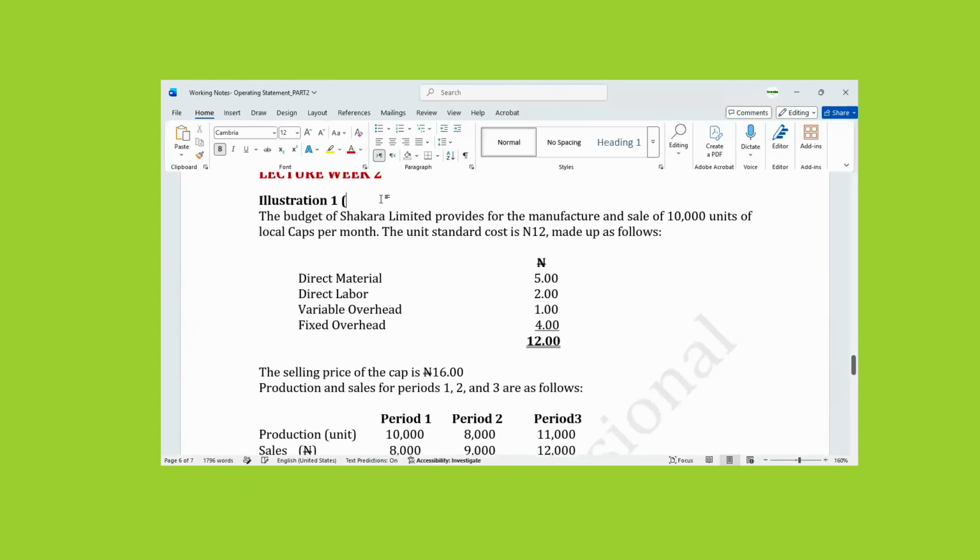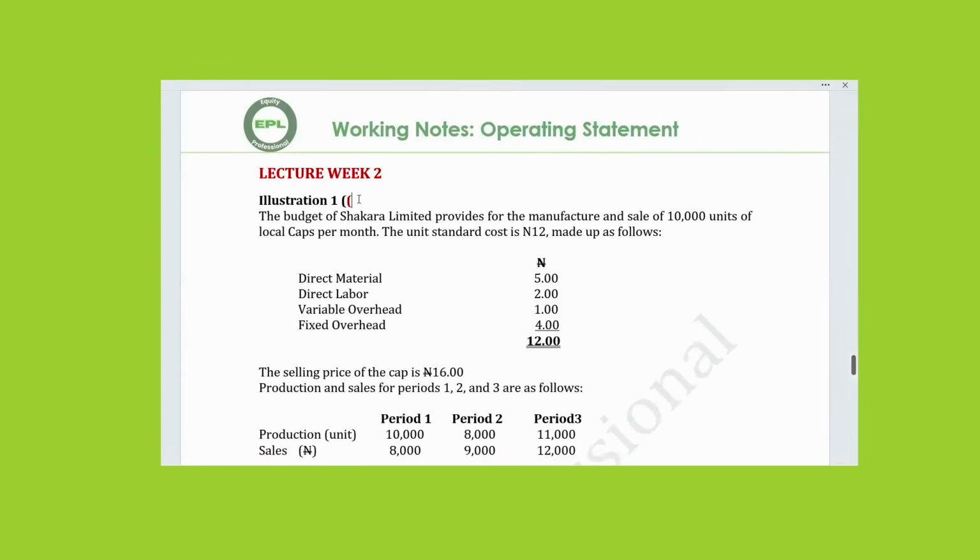So let me put you on your toes. Solve this as an assignment and submit, so that by the time I'm sharing the working notes, you will see this. Submit not later than Thursday.